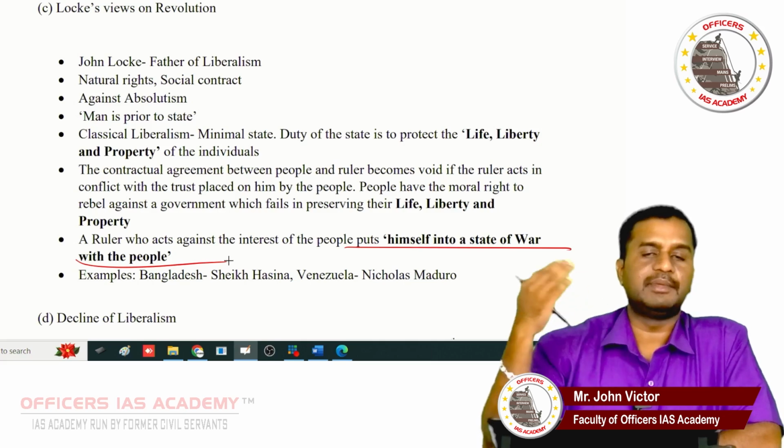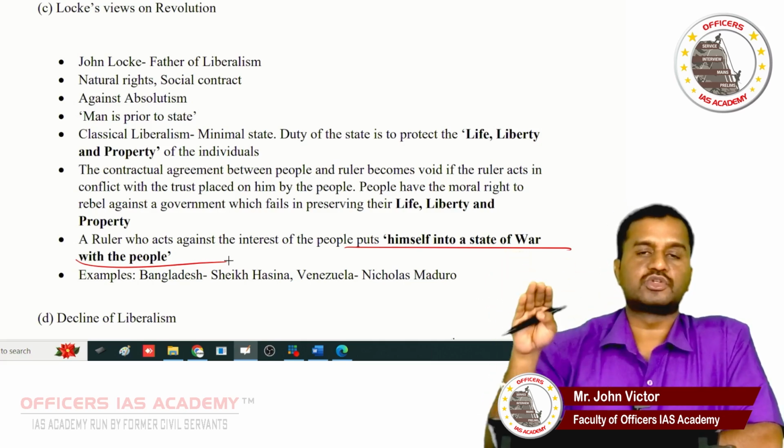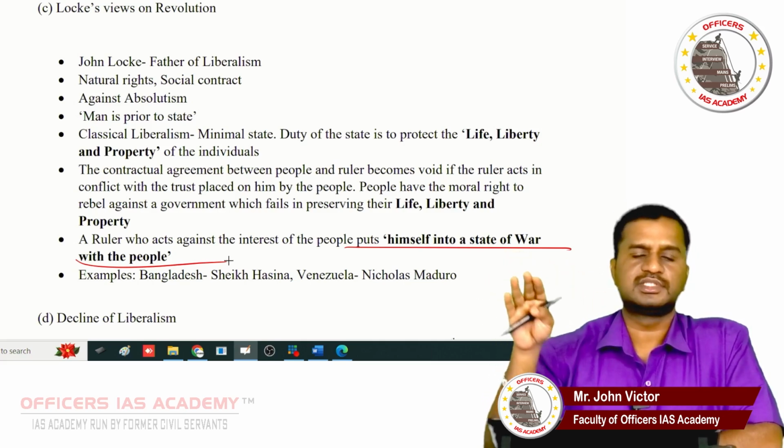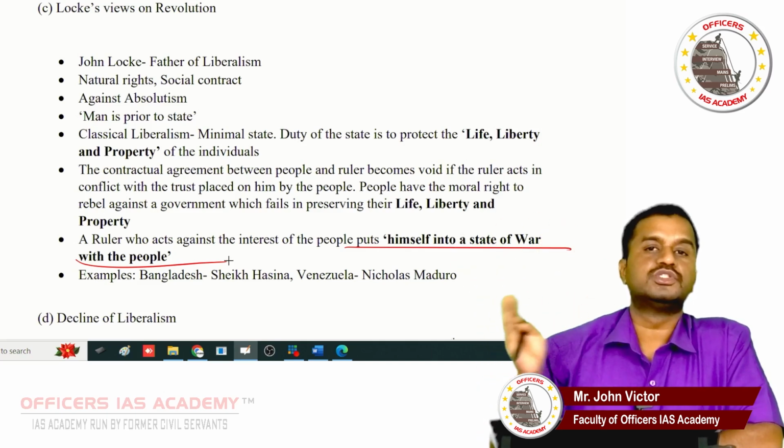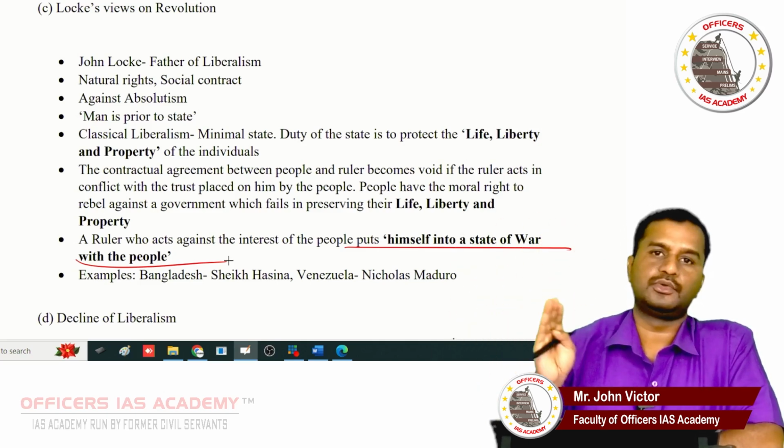In such a case, the government can be removed, but the civil society or the political society need not be removed. State will be there, but the government will be removed. The people have to choose a new ruler. They have a right to choose a new ruler.